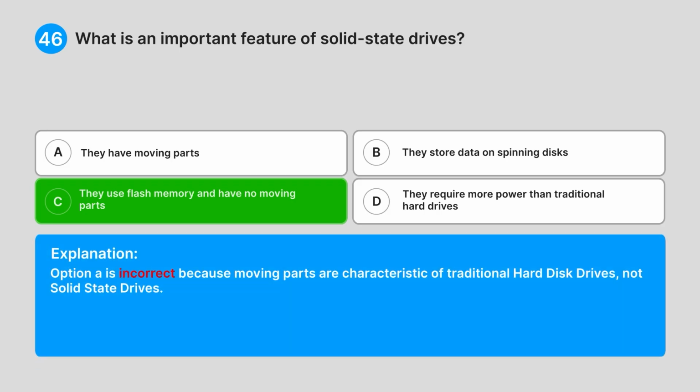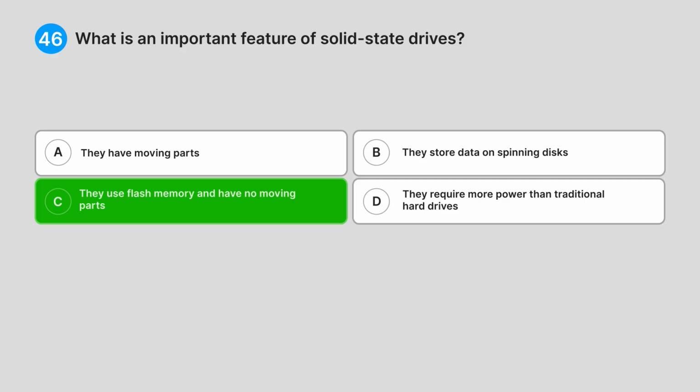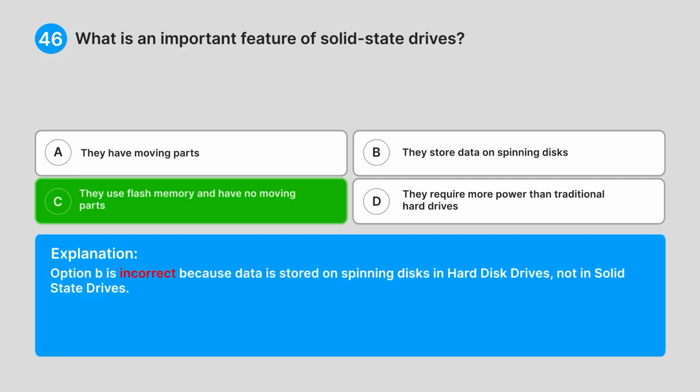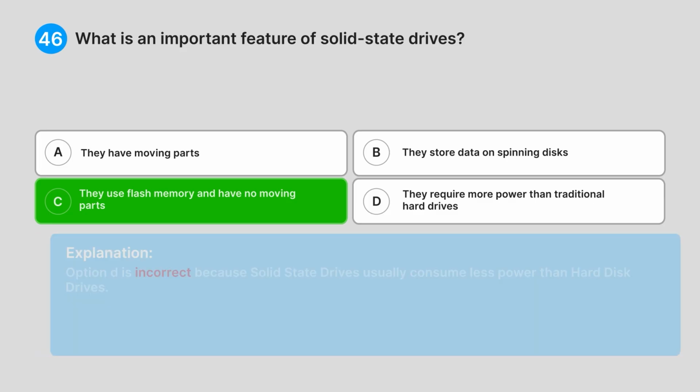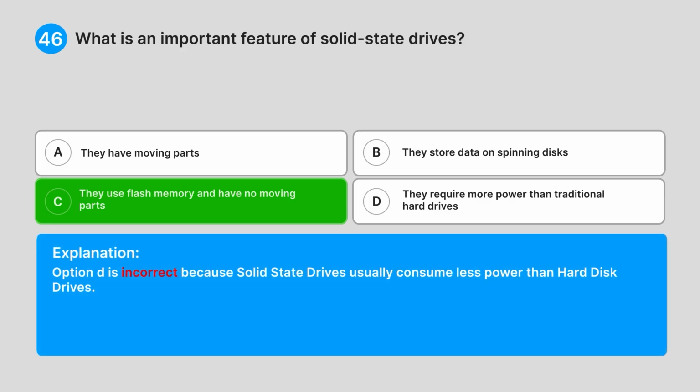Option A is incorrect because moving parts are characteristic of traditional hard disk drives, not solid-state drives. Option B is incorrect because data is stored on spinning disks in hard disk drives, not in solid-state drives. Option D is incorrect because solid-state drives usually consume less power than hard disk drives.